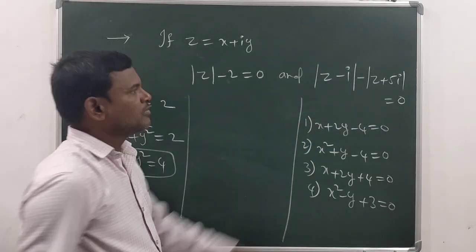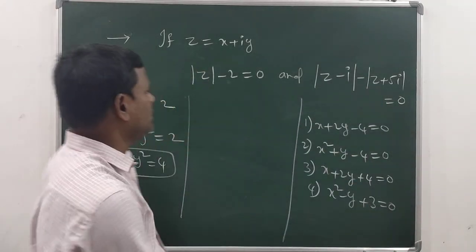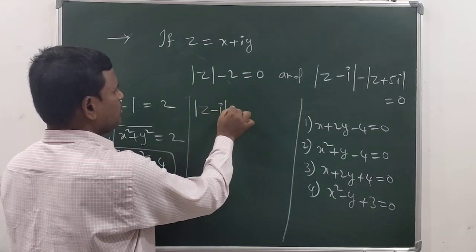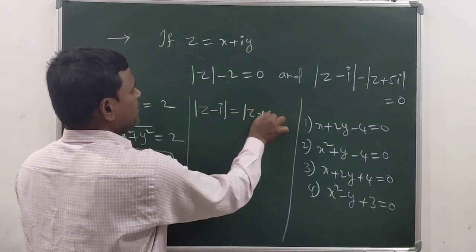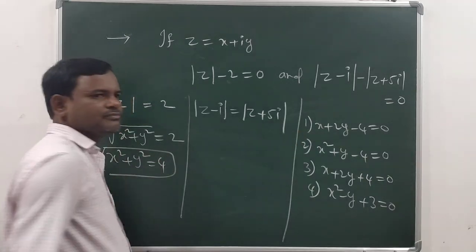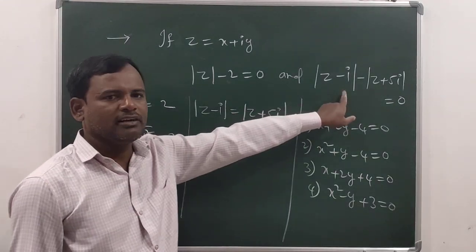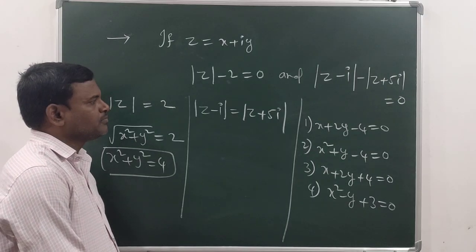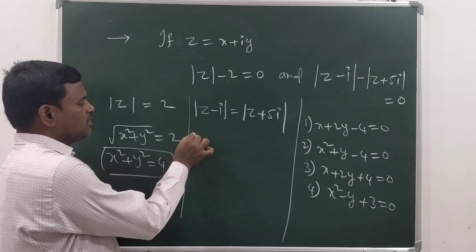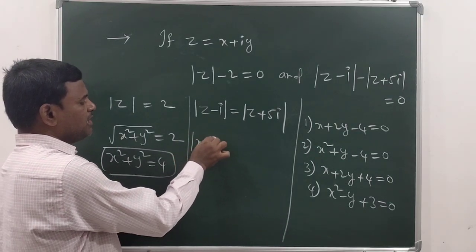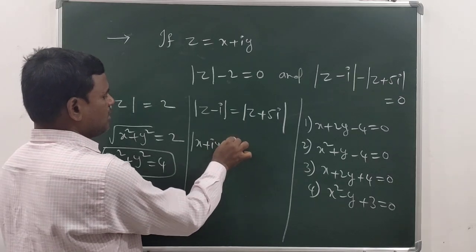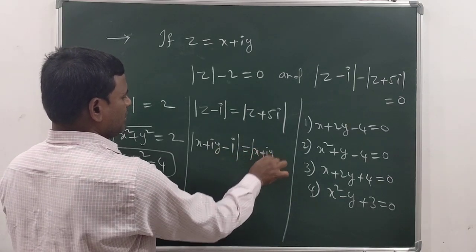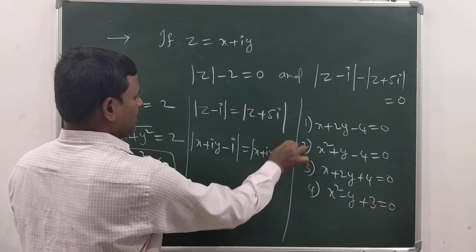See, transfer this one to the right side so that you will get |z − i| equal to |z + 5i|. This is the second condition which was given in the problem. See, what is z? x + iy − i, which is equal to x + iy + 5i.